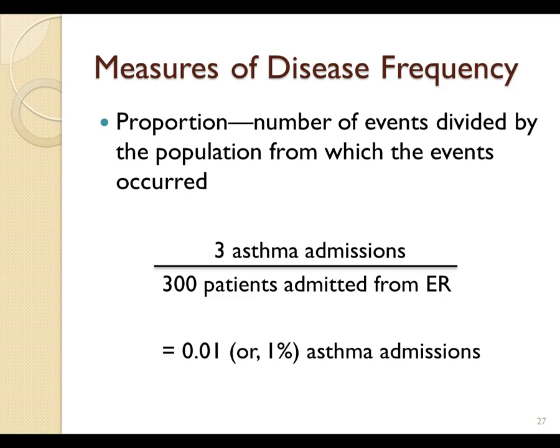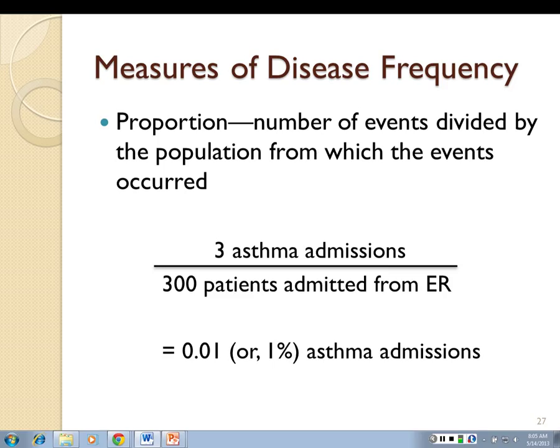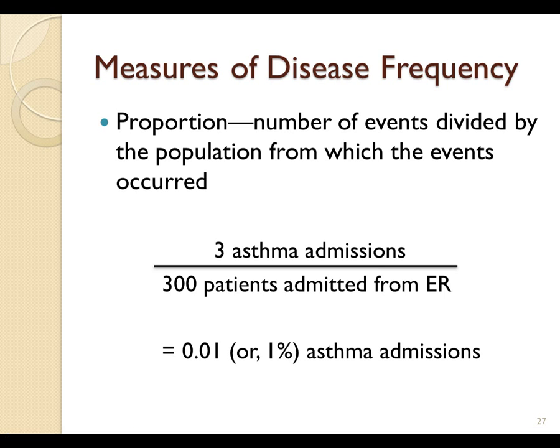A proportion is the number of events, so the count, divided by the population from which the events occurred. So if we continue with the asthma example, if we had 3 admissions to the emergency room for asthma, and there were a total of 300 patients admitted to the emergency room, the proportion of asthma patients to total patients is 1%.